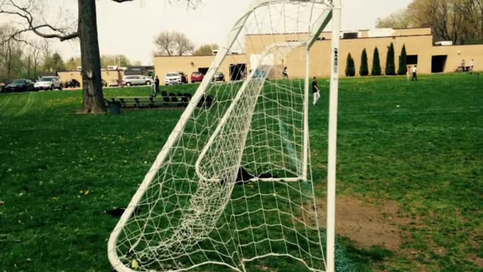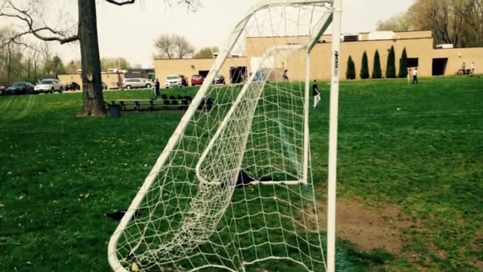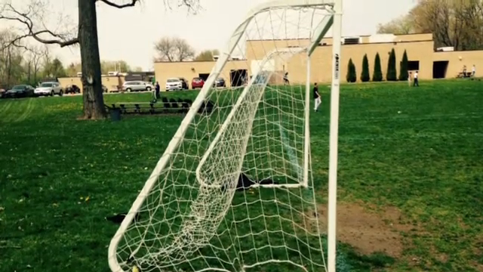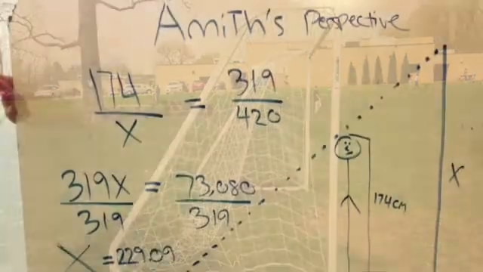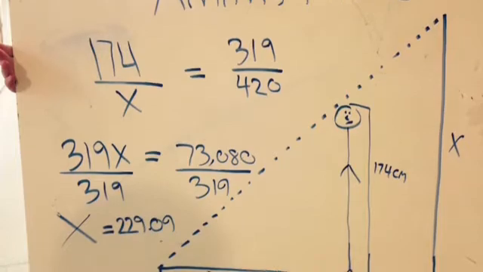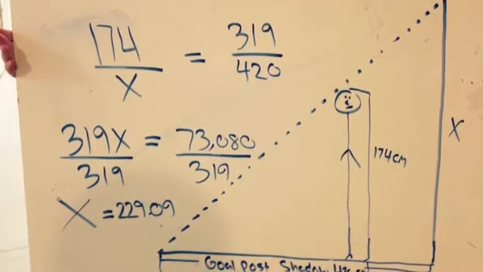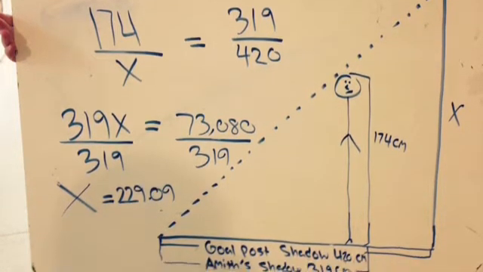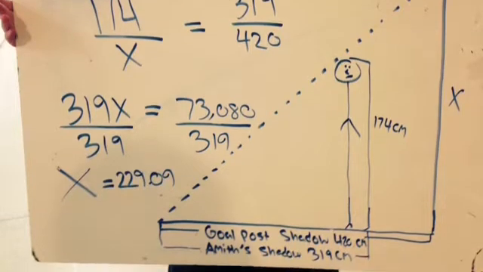The math done will be using geometric ratios to find the proportions. This is a diagram that shows the length of my height, the length of my shadow, the unknown height of the goalpost, and the goalpost's shadow's length.